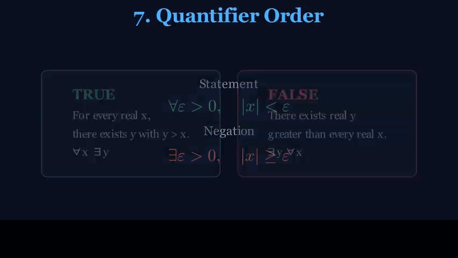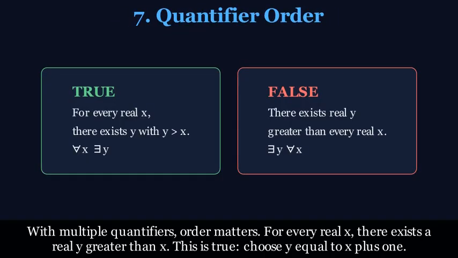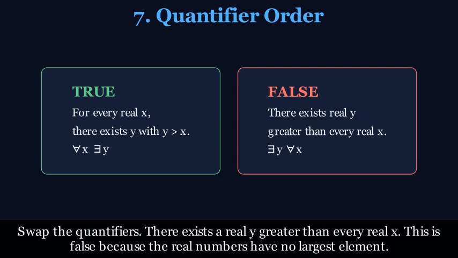With multiple quantifiers, order matters. For every real x, there exists a real y greater than x. This is true. Choose y equal to x plus 1. Swap the quantifiers. There exists a real y greater than every real x. This is false because the real numbers have no largest element.